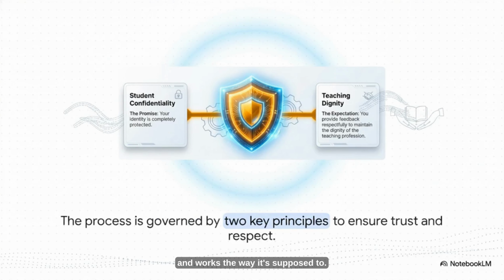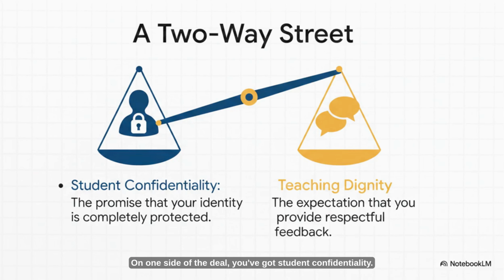So this whole system is really built on an agreement, kind of like a pact. It's all governed by 2 key principles that keep everything in balance. On one side of the deal, you've got student confidentiality. This is an absolute promise that your identity is and will always be completely protected, period. On the other side, there's teaching dignity. This is the expectation that you, the student, provide your feedback in a respectful way. It's a two-way street. You get total confidentiality, and in return, the teaching staff gets constructive, professional feedback.